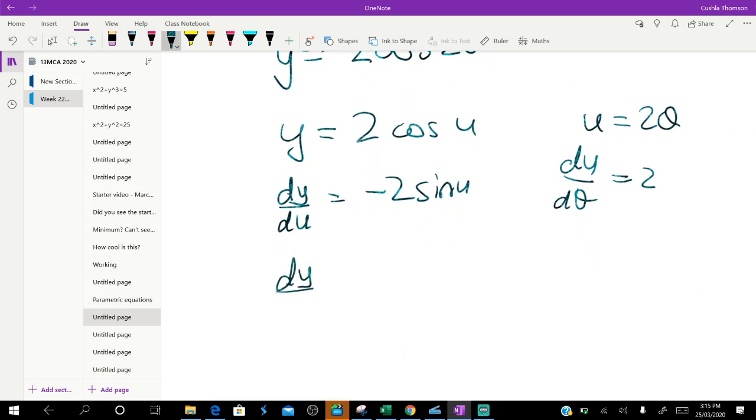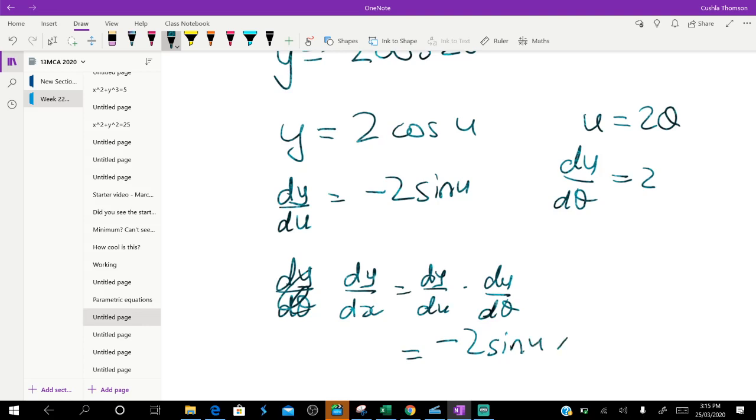So dy by d theta is equal to dy by du times du by d theta, which is negative 2 sine u times 2. So we get negative 4 sine 2 theta.